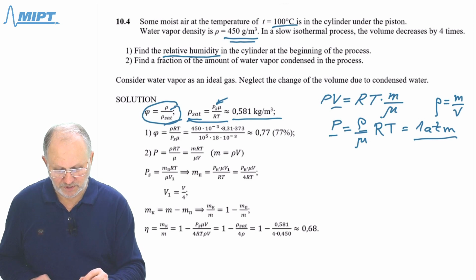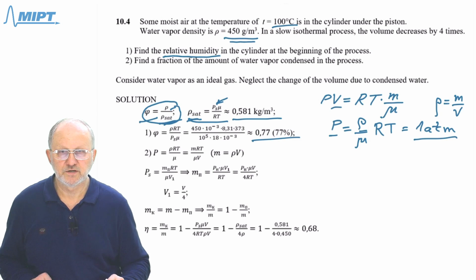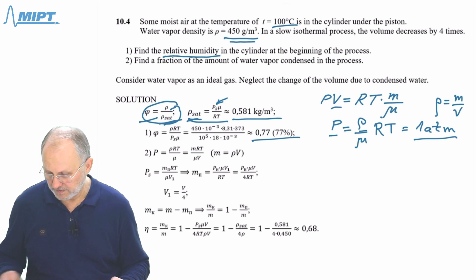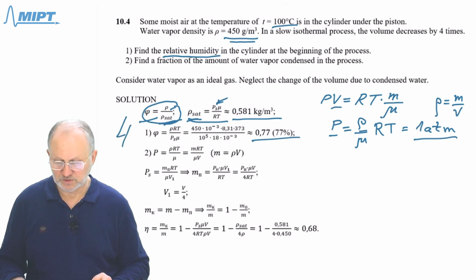The first question is about the relative humidity at the very beginning of the process. The relative humidity can be found if we know the saturated density, which we have calculated. The calculation according to this formula gives the result 77% for relative humidity in the beginning of this process. If you obtained this correct result, you got 4 points for the first part of this problem.